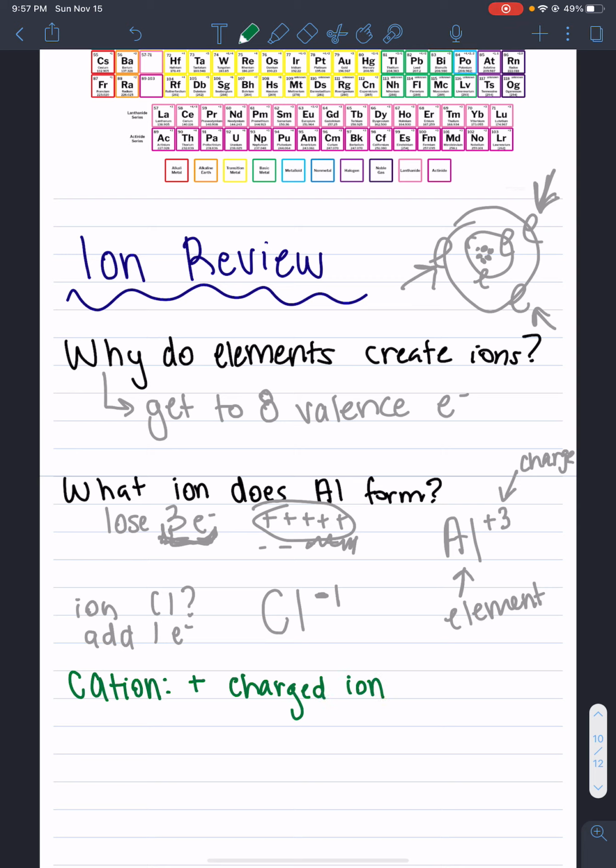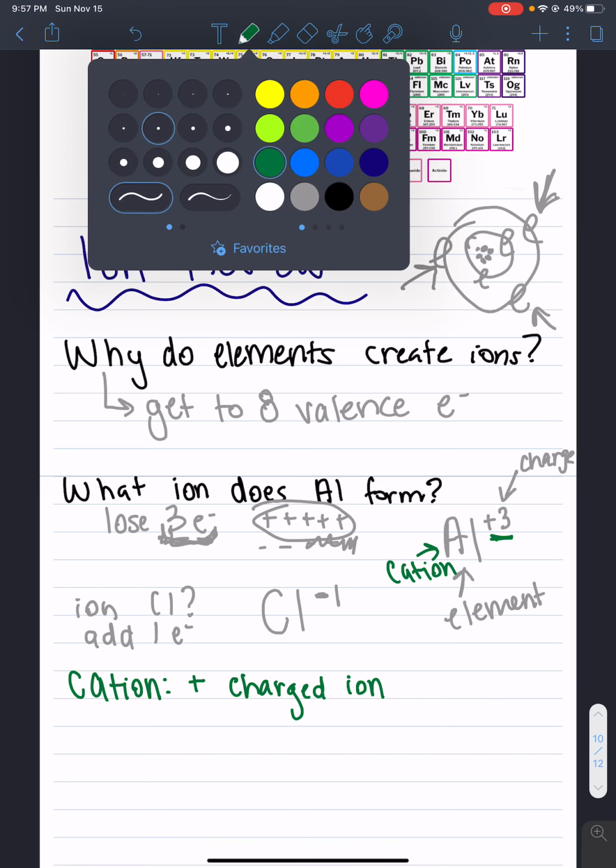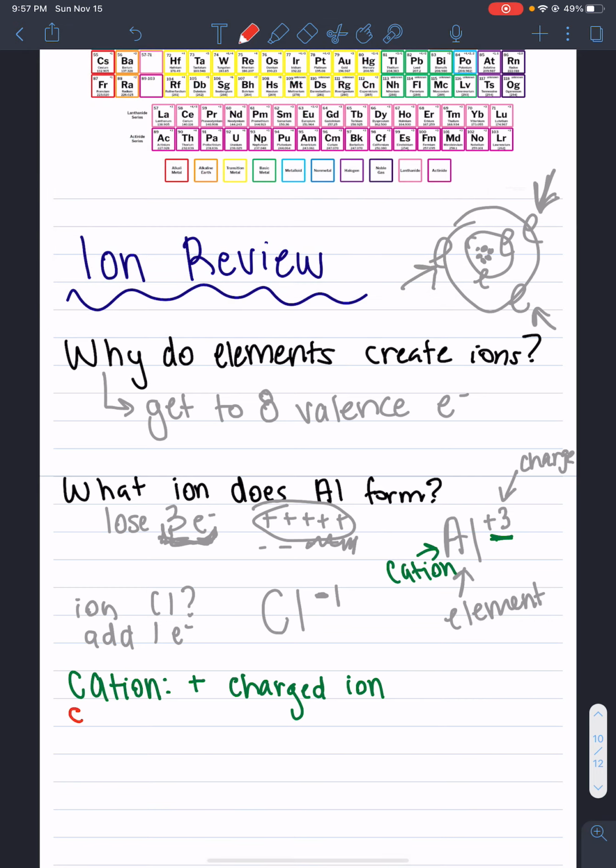So a positive charged ion. If something has a positive charge, it's going to be called a cation. So Al right here is a cation because it's a positive charged ion. We're also going to have things that are called anions, and you could probably guess that. That's a negative charged ion. So if you notice Cl here, it's an anion.